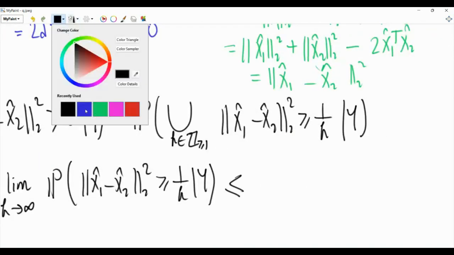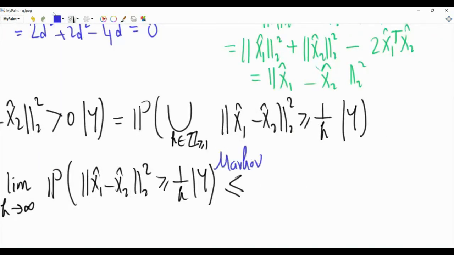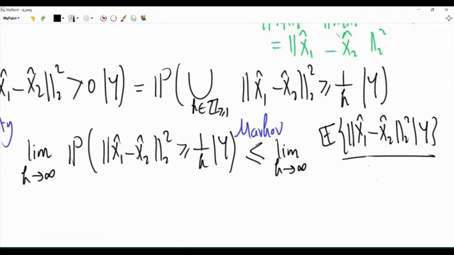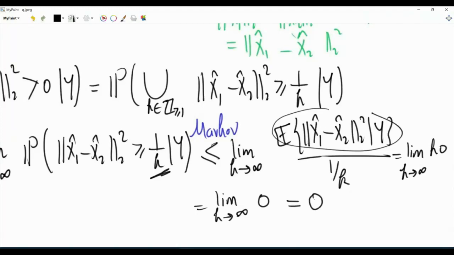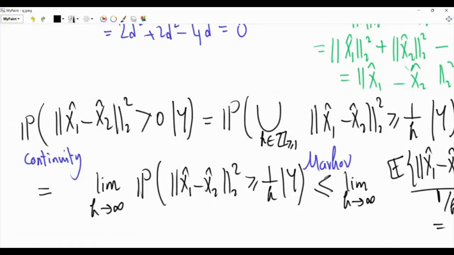Now, apply Markov's inequality. So this will be the limit as k tends to infinity of the expectation of the L2 norm squared given y, divided by 1 over k. But what is this expectation? We have just shown that this expectation is exactly equal to 0. So this is the limit as k tends to infinity of k times 0. This is the limit of the all-zero sequence, and this is 0. So the probability that the L2 norm squared is strictly positive is equal to 0.